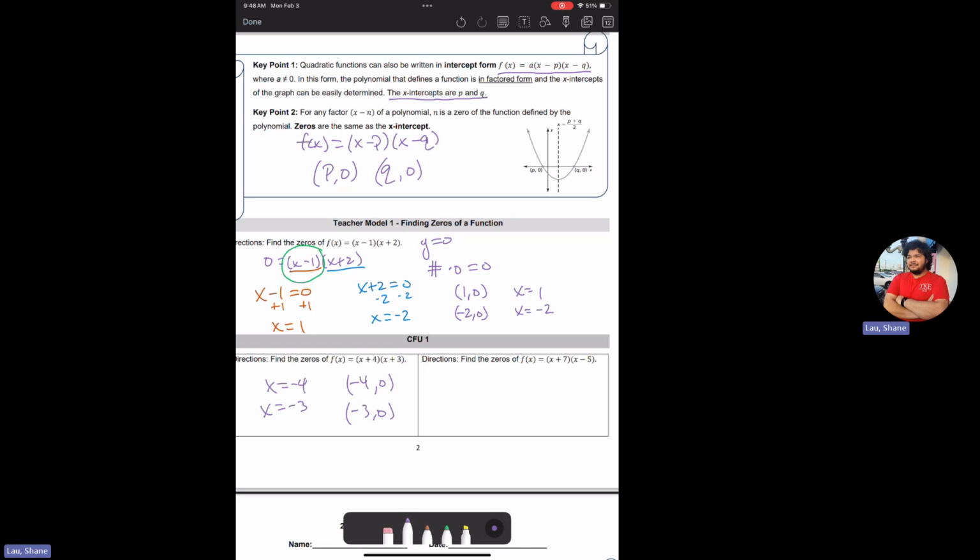Then in the next one, we should have x equals -7 and x equals 5, for coordinate values of (-7, 0) and (5, 0). There we go.